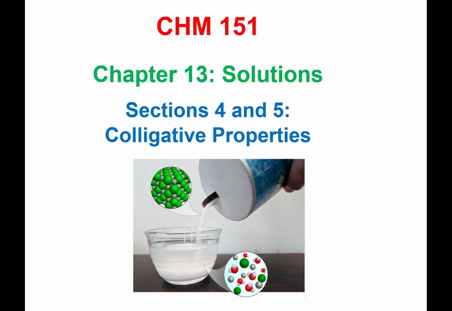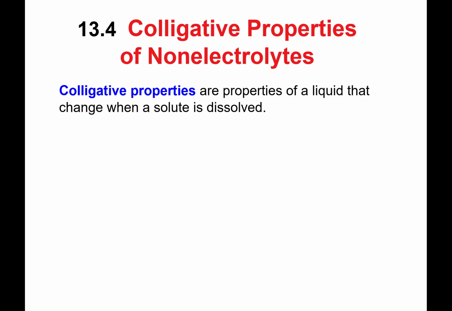This is going to be the last pre-lecture for the class, and the topic is colligative properties. And you're going to be learning, for example, why you can put salt on icy roads and that can cause the ice to melt.